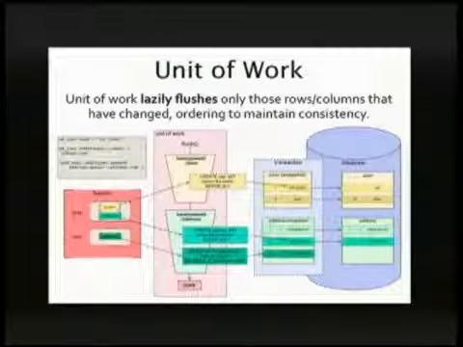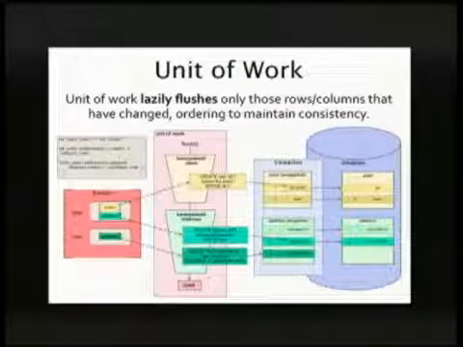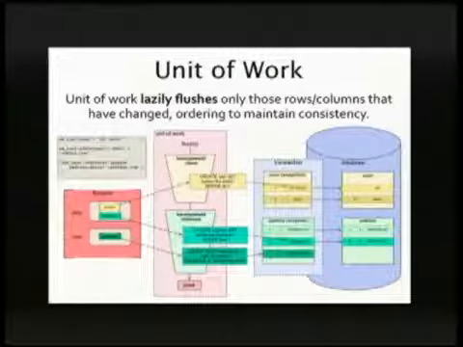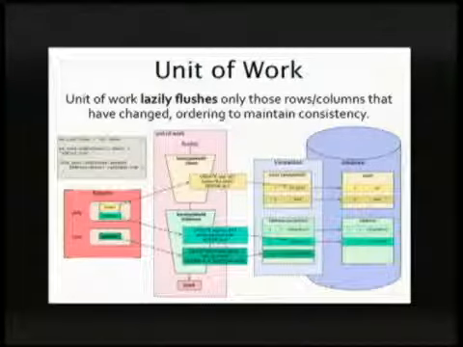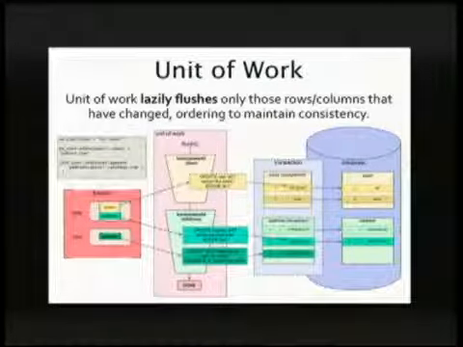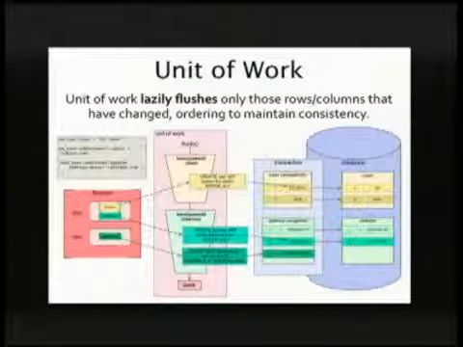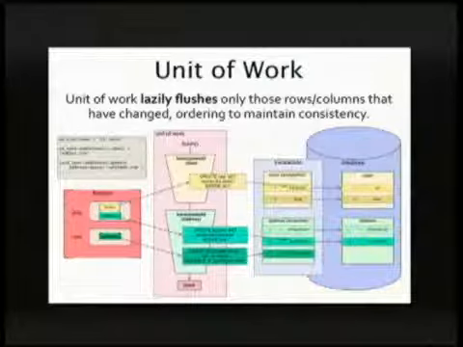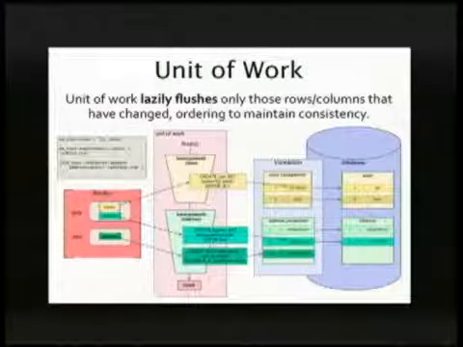And then the unit of work pattern, this is kind of my excuse to use a lot of colors. The unit of work pattern lazily flushes only those rows and columns that have changed, ordering its operations in order to maintain consistency. I shouldn't spend too much time on this slide because I'm going too slow. The red box, the session, has some objects, users and addresses, that are in the dirty list, like changes to be flushed, and brand new objects to be flushed.